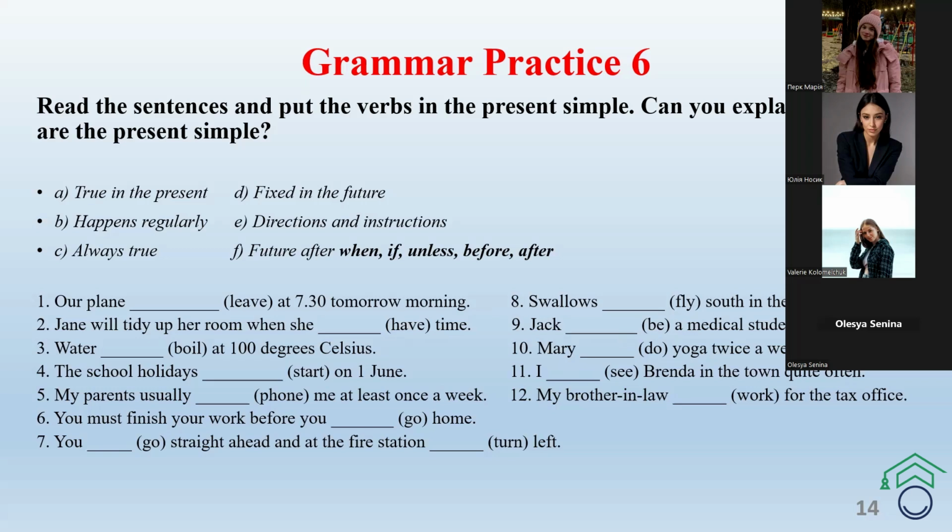I see Brenda in the town quite often. So Brenda is in town very often, therefore this is B. Happens regularly. Yes, quite often means regularly. Excellent. Who wants to read the last sentence?